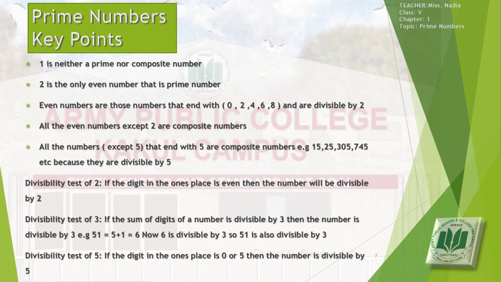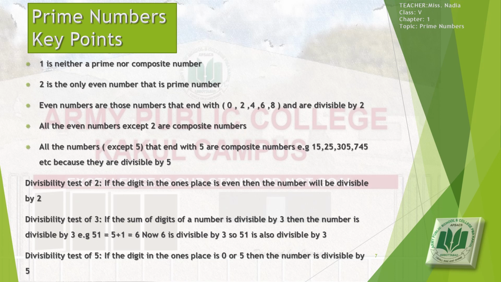2 is the only even number that is prime. All the even numbers except 2 are composite numbers because all the even numbers are divisible by 2. Now what are the even numbers? Even numbers are those numbers that end with 0, 2, 4, 6 and 8. And all the even numbers are divisible by 2. So all the even numbers except 2 are composite numbers.